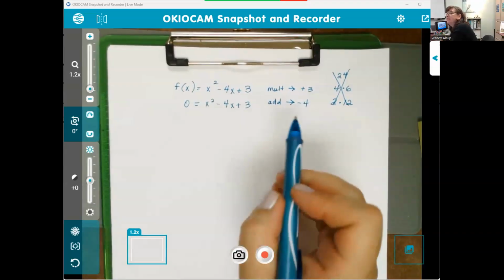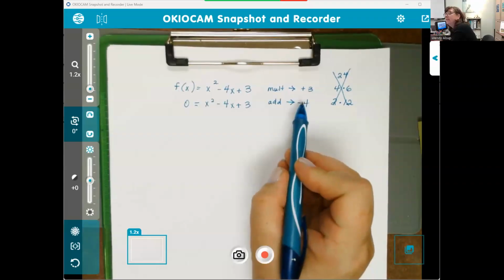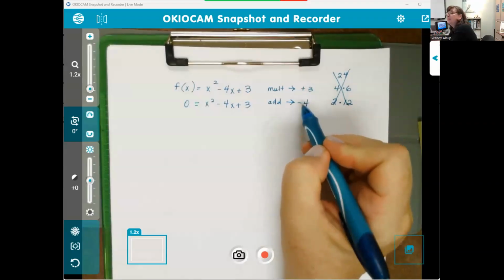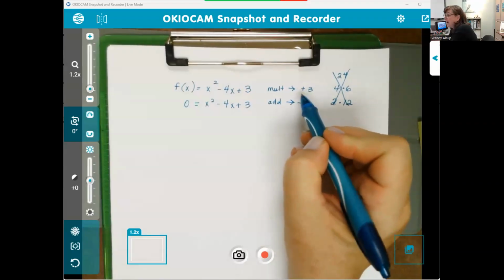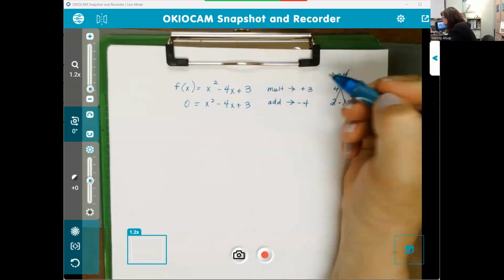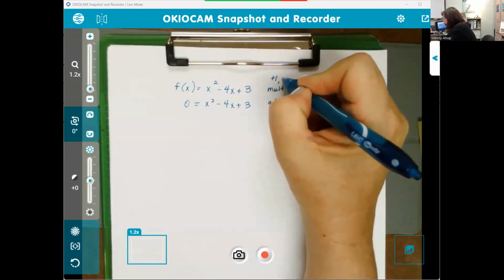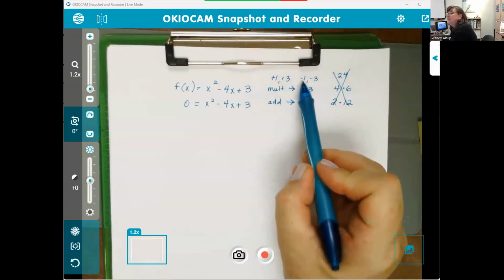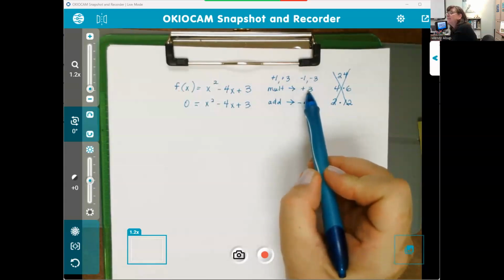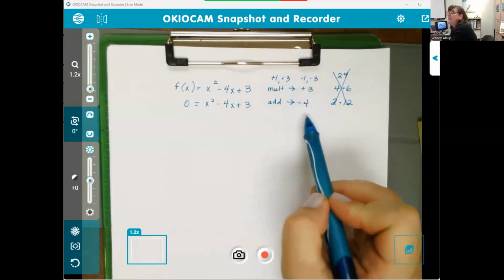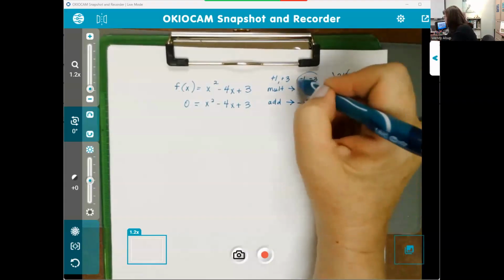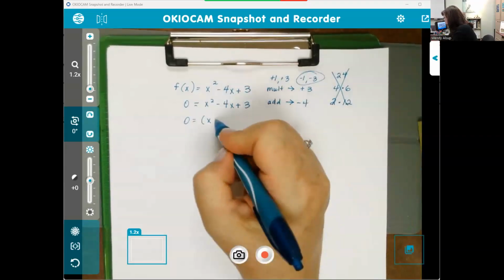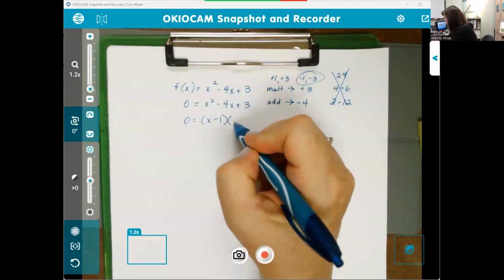What numbers multiply to be positive 3 and add up to be negative 4? If you're going to get a positive 3 when multiplying, and the sum is negative, then the only way is if both of them are negative. There are very few numbers that multiply to be positive 3: positive 1 and positive 3, or negative 1 and negative 3. Negative 1 times negative 3 is positive 3, and negative 1 plus negative 3 is negative 4. So these are the numbers I want. Therefore, my function factors as x minus 1 times x minus 3.